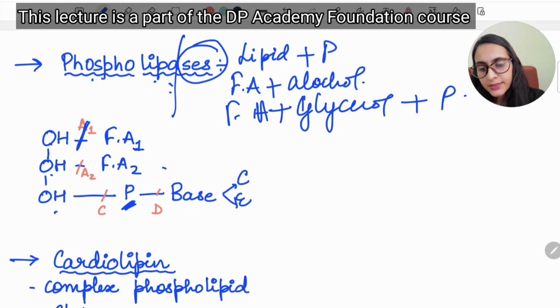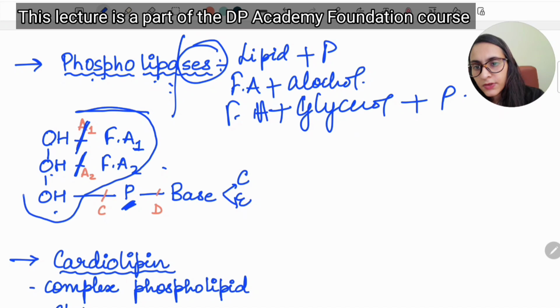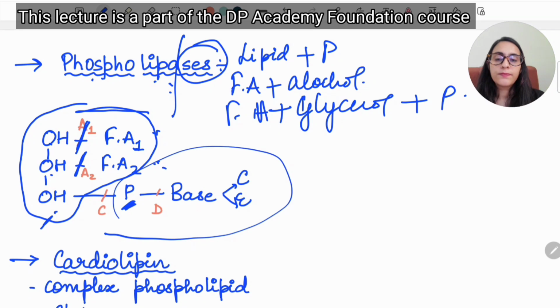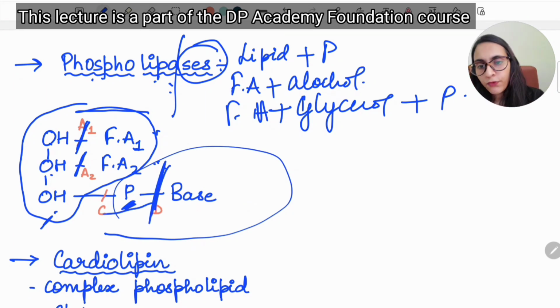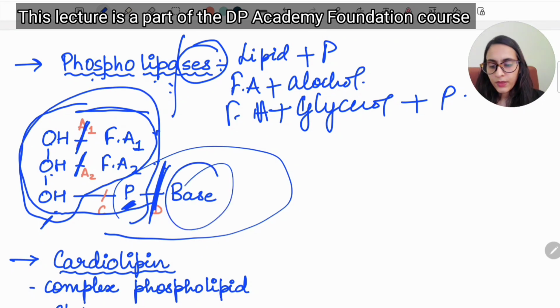So A1 is the one that breaks the first fatty acid from glycerol. A2 breaks the second fatty acid from glycerol. Then C breaks this diacylglycerol. If you see this structure, if you break this, we get the diacyl, that means 2 fatty acids and 1 glycerol, separate from the phosphate and base part. And if you break at this point, then we get a phosphatidic acid. This one is the phosphatidic acid and 1 base.